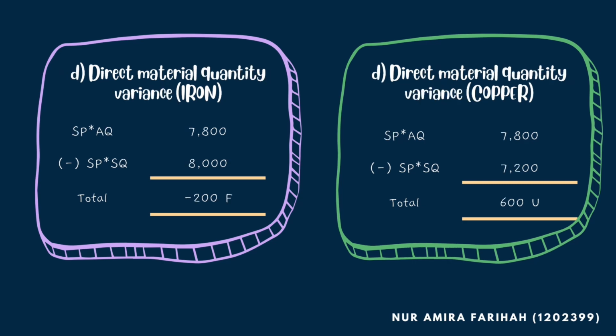For question 2D, we get a favorable amount of 200 for direct material quantity variance for iron, because the standard cost is higher than the actual cost. First of all, we multiply the standard price of iron, which is 2 ringgit, with the actual quantity of 3,900. Then minus the standard price 2 ringgit multiplied by standard quantity, 800 units produced, multiplied by 5 pieces. Using the same method for calculating direct material quantity variance, we get the unfavorable amount of 600 for copper.